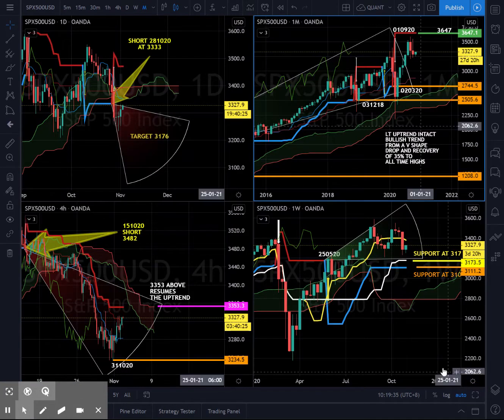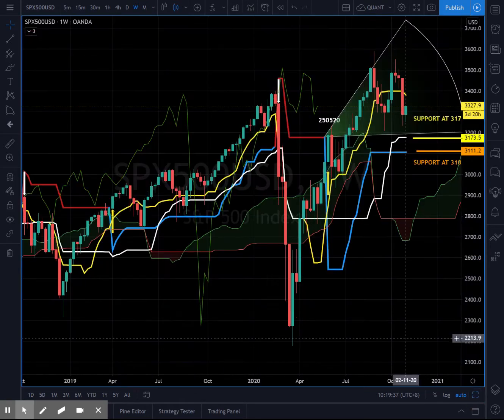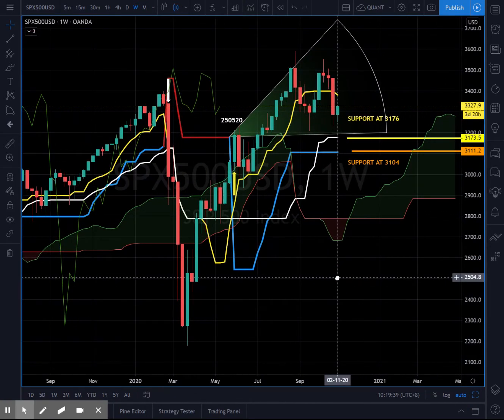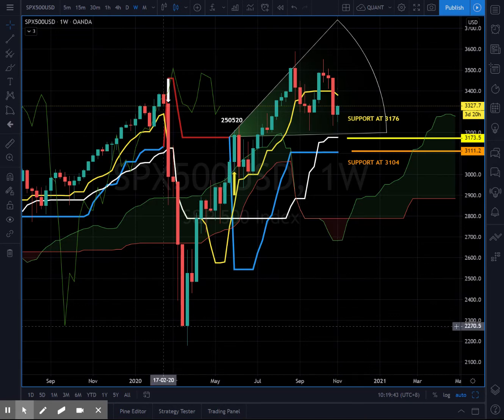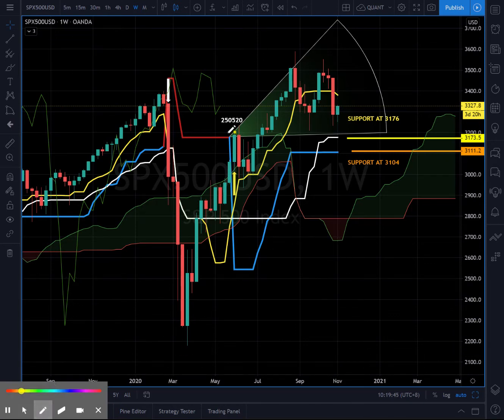Now let's have a look at the weekly charts. For the weekly charts, we still are on an uptrend with a long signal that was actually issued when this super trend line was violated on the 25th of May 2020, and we made a top somewhere around 3,600, a very nice run on the weekly charts.